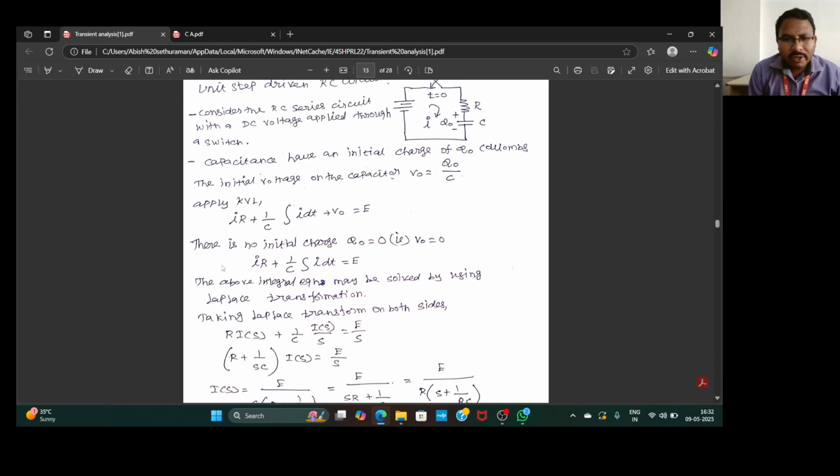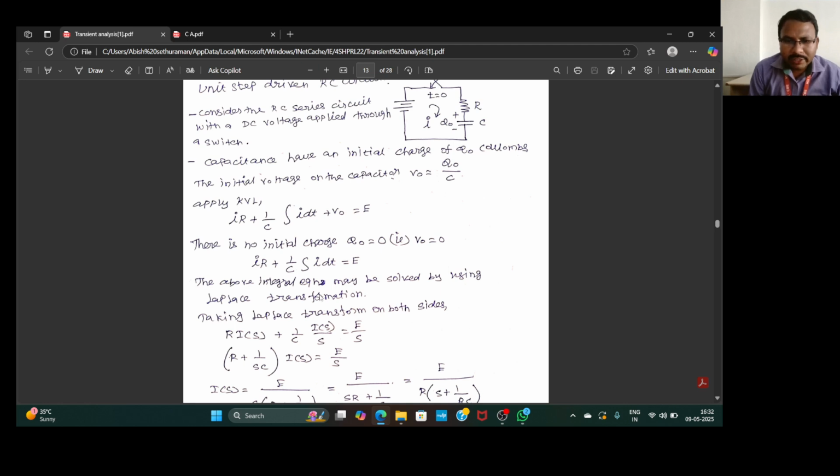Now we are applying KVL as usual. The resistor voltage is denoted I into R, plus for the capacitor we have defined 1 by C integral I dt, plus V naught, equal to the voltage source E. There is no initial charge, Q naught equal to 0. That is the condition we have taken. So I R plus 1 by C integral I dt is equal to E.